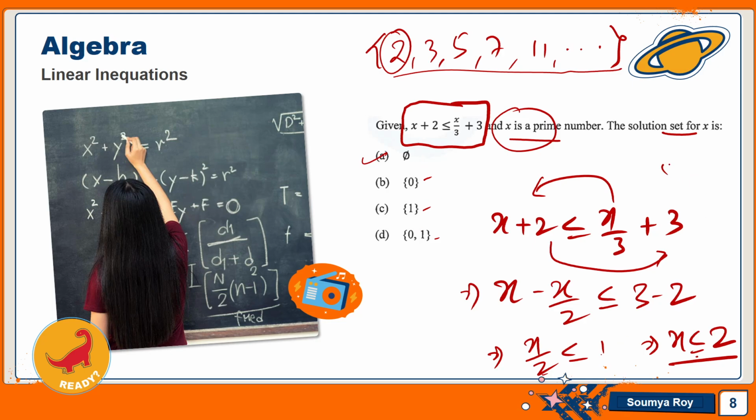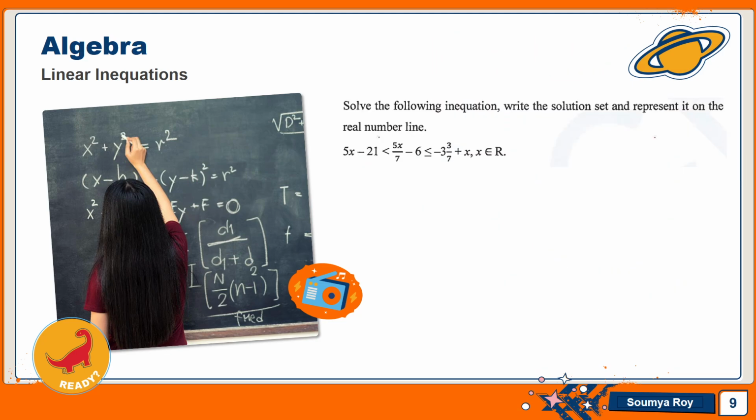Obviously, the solution set is x equal to 2 because it is a prime number, but none of the sets match. So our answer will go with null. Null means nothing, because we are not getting anything. The x equal to 2 does not match any of them, so we can simply write null.